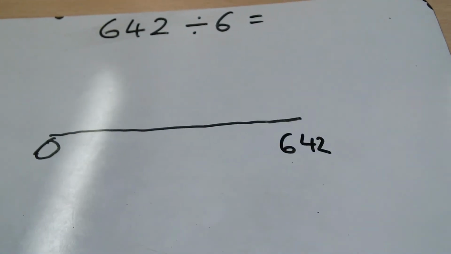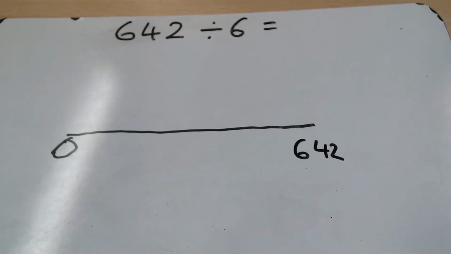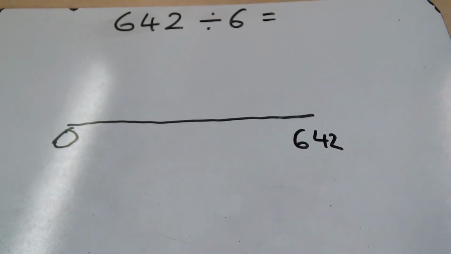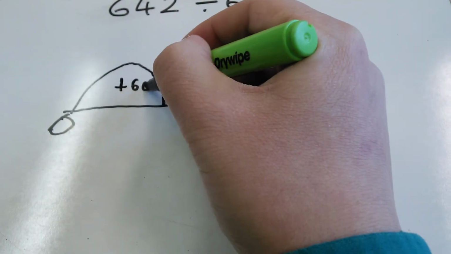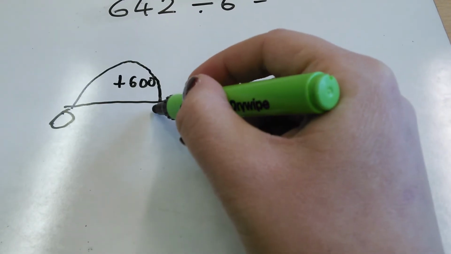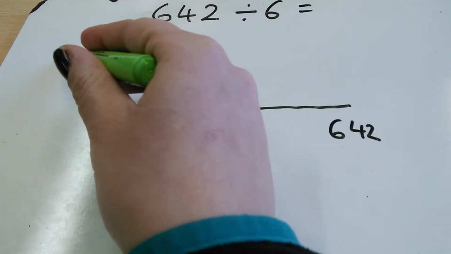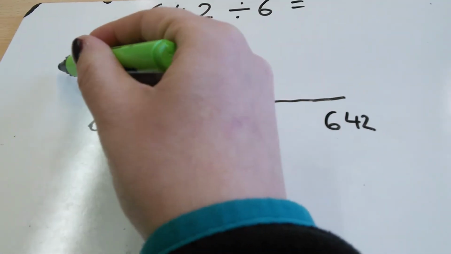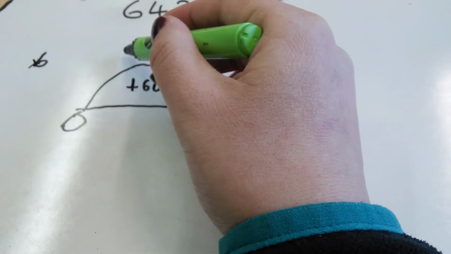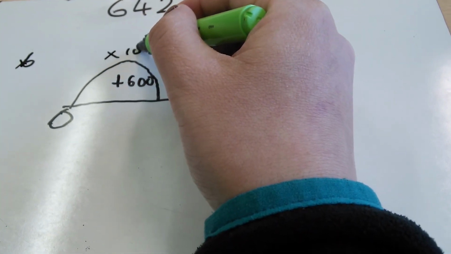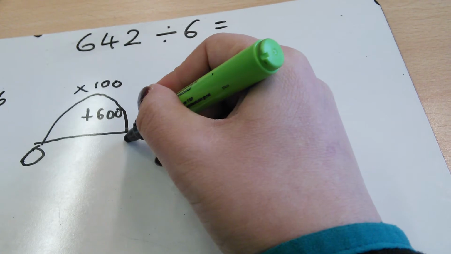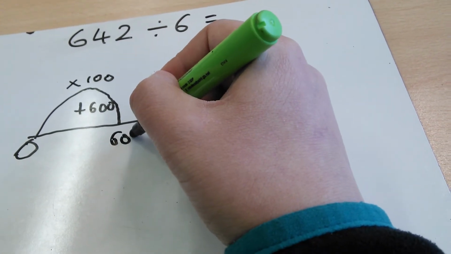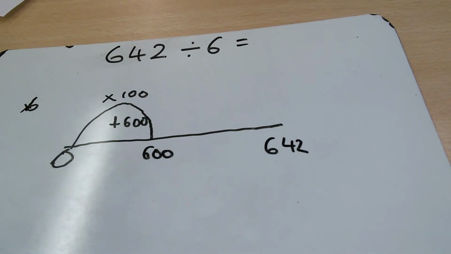Fantastic. Now, we're going to jump along the number line in multiples of 6. So what big number could we jump in that's a multiple of 6? You should immediately be thinking 600. Okay, so we've done a jump of 600 because we know, and let's write how many lots of 6 here, that is 100 lots of 6. Nice and simple. And now we've got to the grand total of 600.